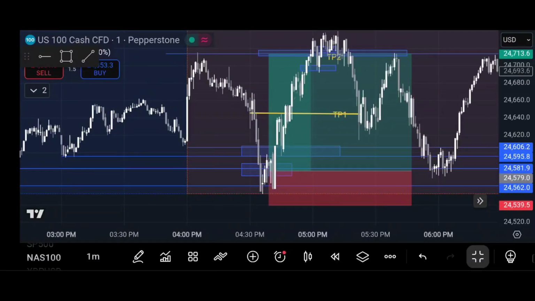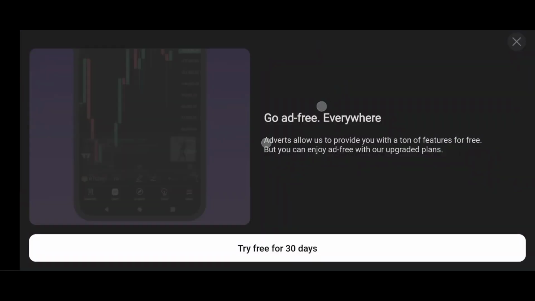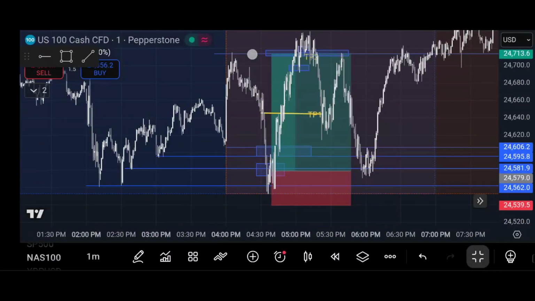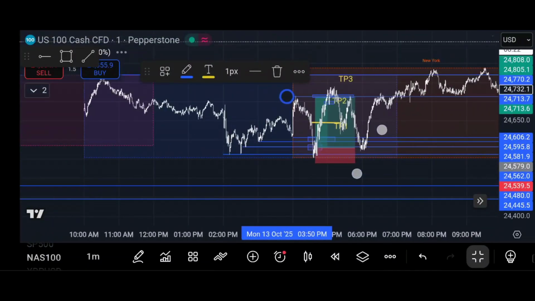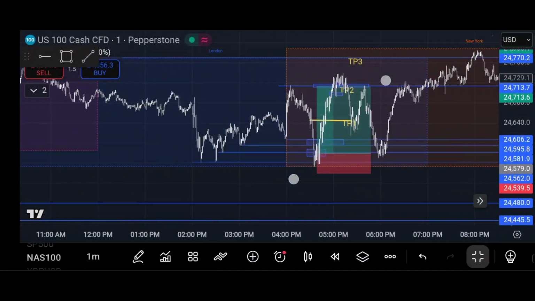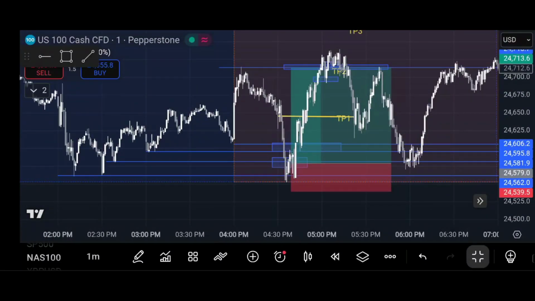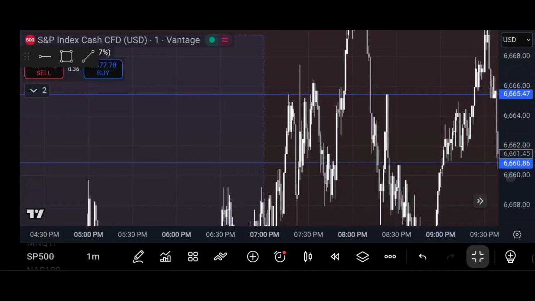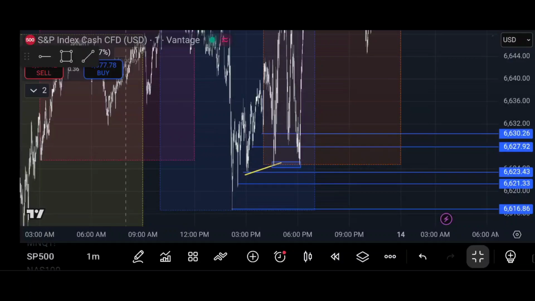We secured the partials at TP1, closed here, and our TP2 was this draw on liquidity. You can see this one was the TP2, and TP3 was the London session highs I marked. After hitting our TP2, we can see a consolidation going on. The reason I got out at TP2 is that when we compare S&P 500 and Nasdaq, they are correlated pairs.